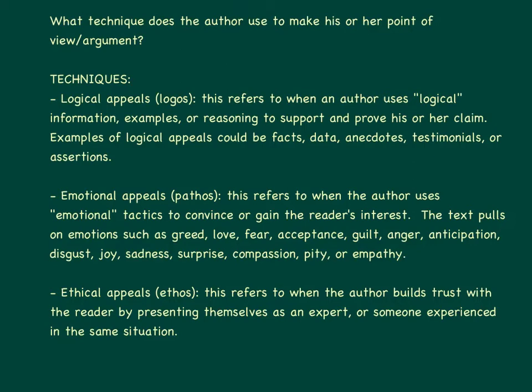The last type is called ethos, and this is considered or called an ethical appeal. This refers to when the author builds trust with you, the reader, by presenting themselves as an expert. In this case, they may provide some credentials of theirs to sort of prove that they know what they're talking about. Or they may use a certain tone in their writing to try to get you to feel like you're reading something from your friend and you can trust them. They also will maybe use words or say things to suggest that they're experienced in the situation that they're talking about and they understand you and they're on your side.